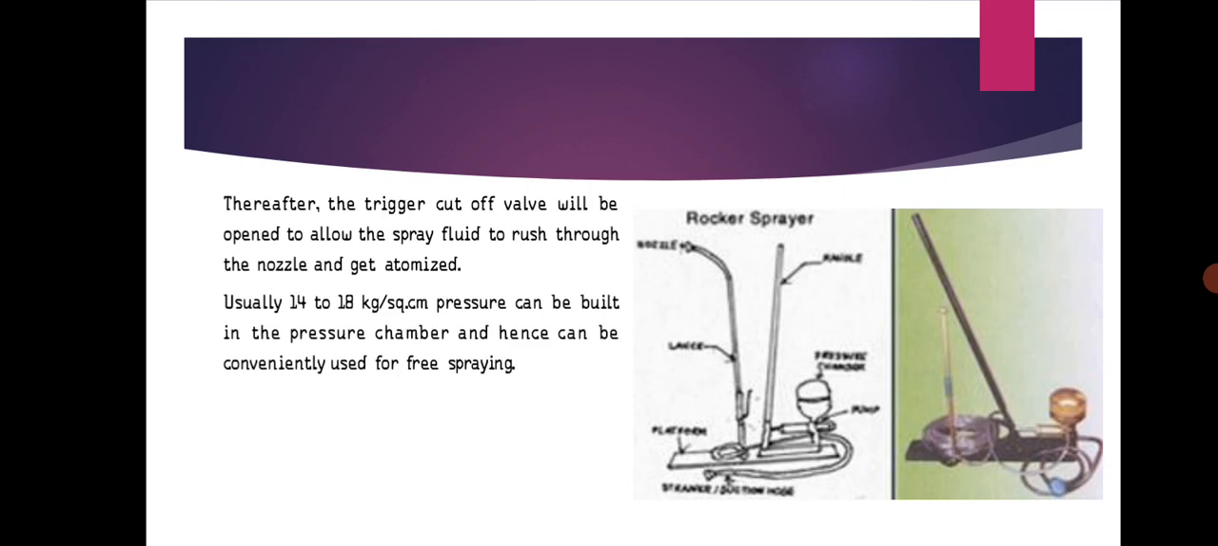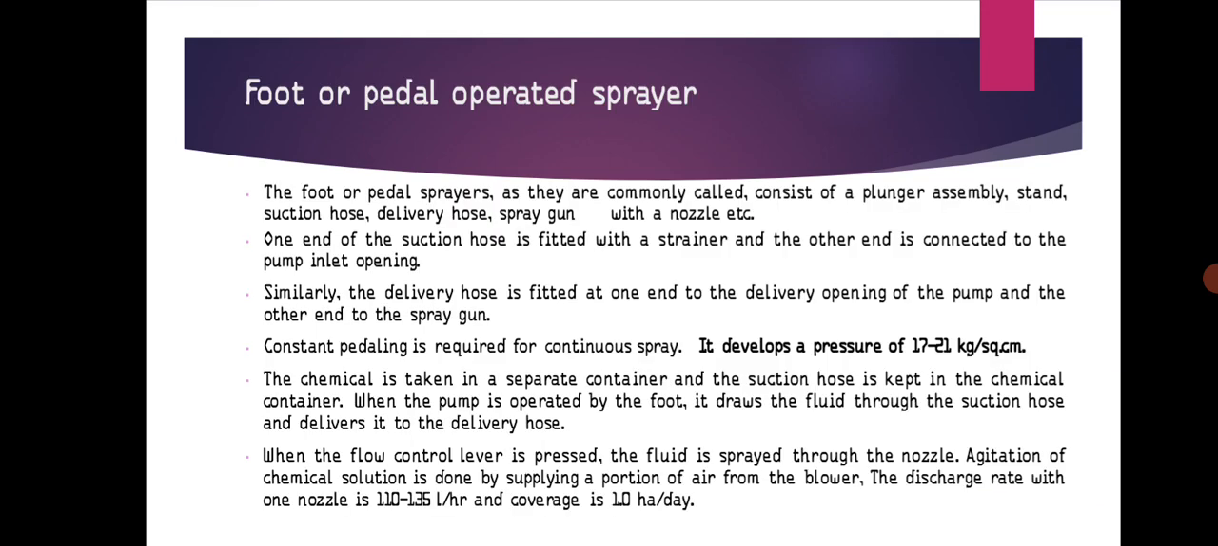Thereafter, the trigger cutoff valve will be opened to allow the spray fluid to rush through the nozzle and get atomized. Usually 1.4 to 1.8 kg per centimeter square pressure can be built in the pressure chamber and hence can be conveniently used for spraying. Foot or pedal operated sprayer.